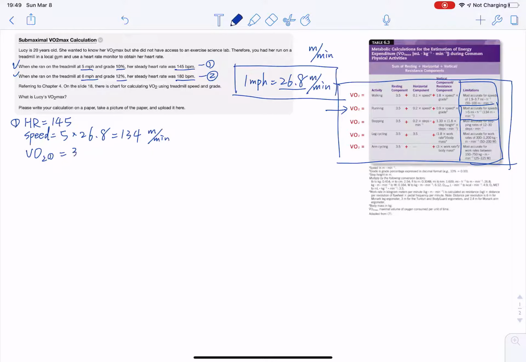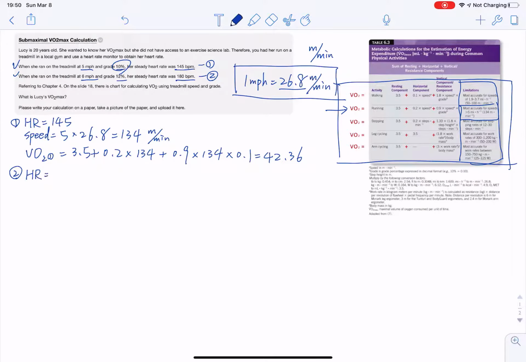Now we can use this number to calculate the VO2 for the first stage using the formula. It's 3.5 plus 0.2 times speed, 134, plus 0.9 times speed, again 134, times grade. Grade is 10%, right? 10% is 0.1. So we get 42.36.